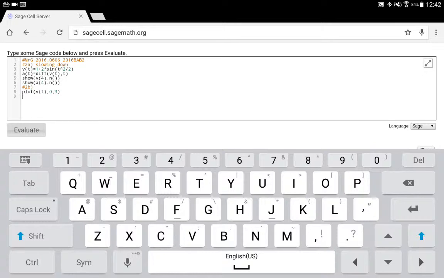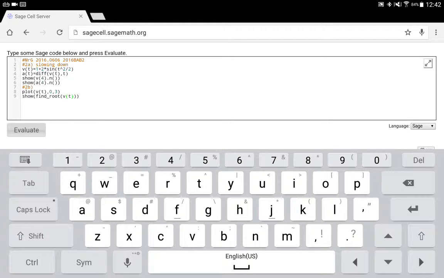But let's not use the solve command and then N it like we usually do. Let's use the find root command where we can specify where it's looking for the root, and it's going to give me a numerical answer, not an exact answer, right? So how about show find root of v of t. When is it equal 0?